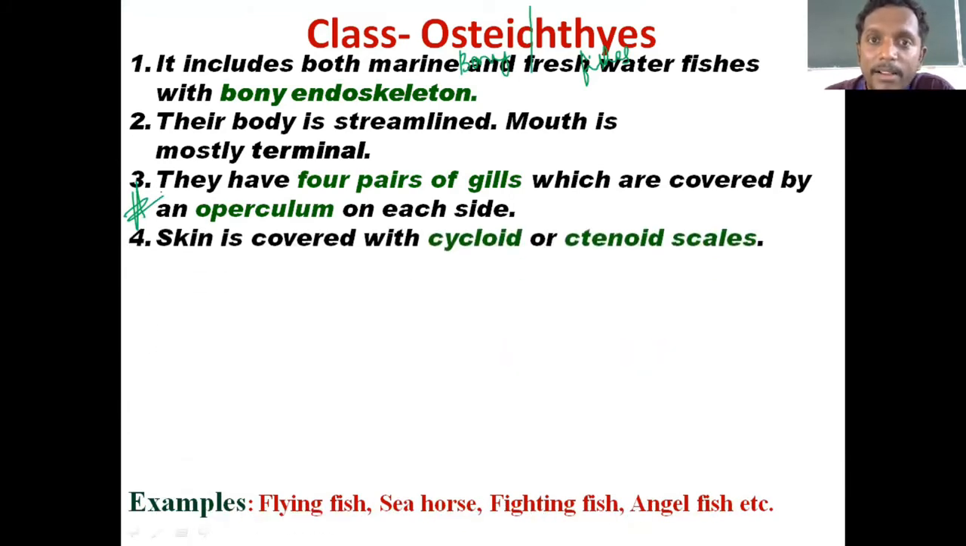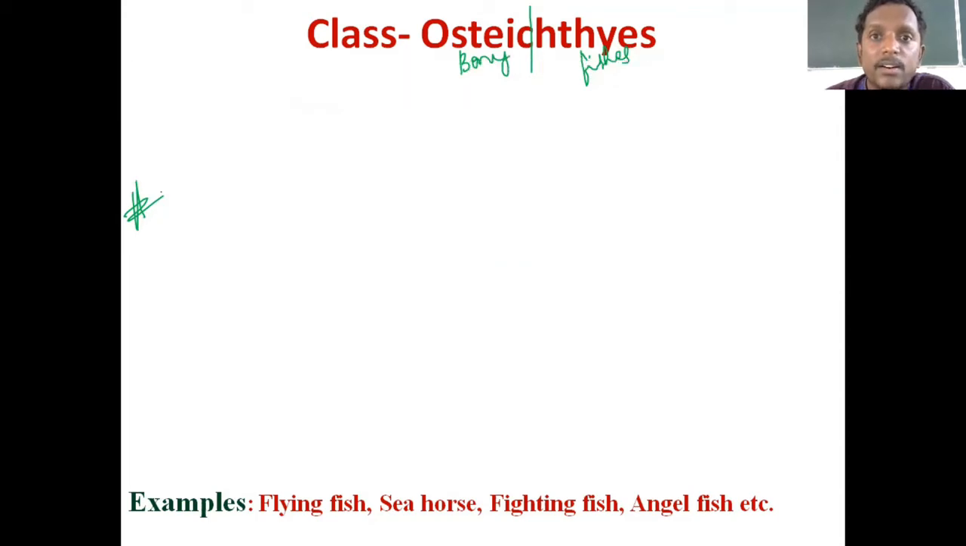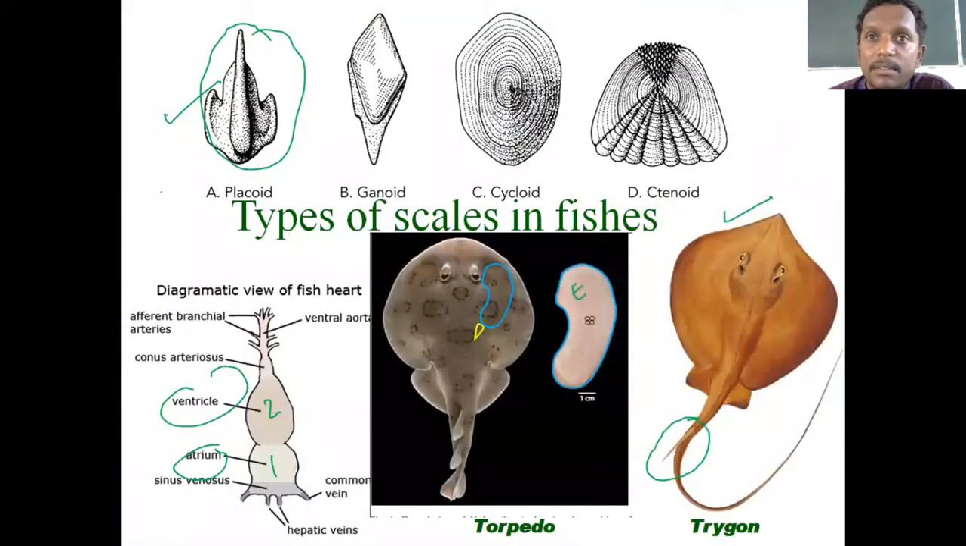Skin is covered by visible scales. Like the previous phylum, we spoke about placoid scales, and those scales were not visible to human eyes. Now they will be having visible scales. The second one, you leave it off. This is not mentioned in your textbook.